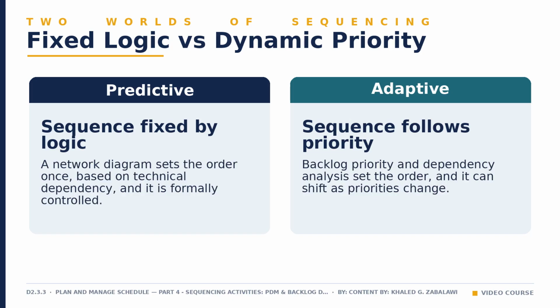In predictive scheduling, that order is fixed once in the network diagram and locked into the baseline, changed only through formal change control. In adaptive scheduling, that order is continuously rederived from backlog priority, what matters most to the business right now, while dependency analysis still checks that nothing gets pulled into a sprint before its true prerequisites are ready. Priority decides the tie breaks. Dependency still governs what is physically possible.